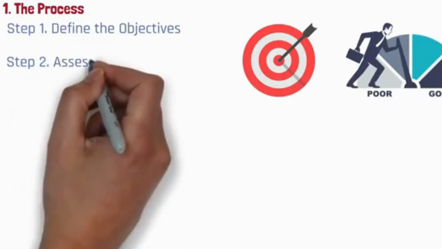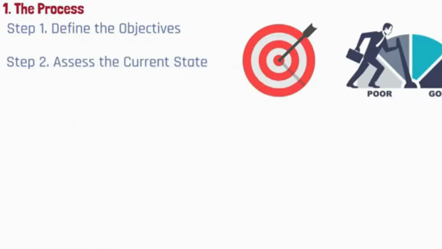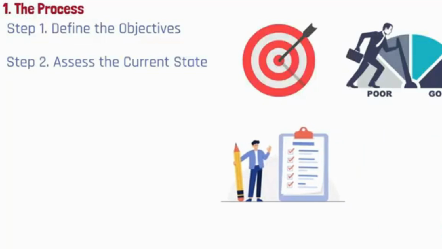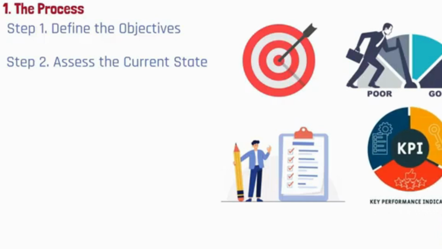Step 2. Assess the current state. Evaluate the current performance and status of the organization in relation to the defined objectives. This involves collecting data, analyzing processes, and reviewing key performance indicators, KPIs, to understand the existing situation.